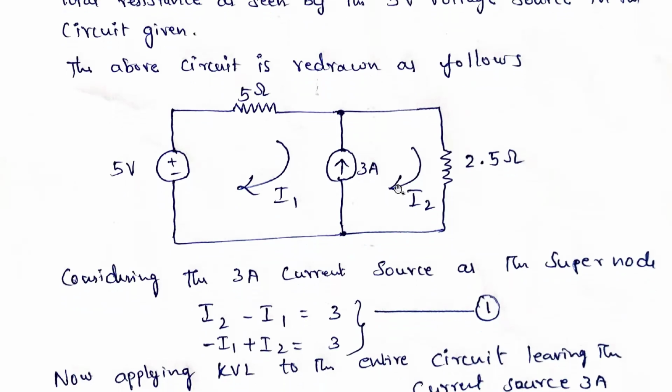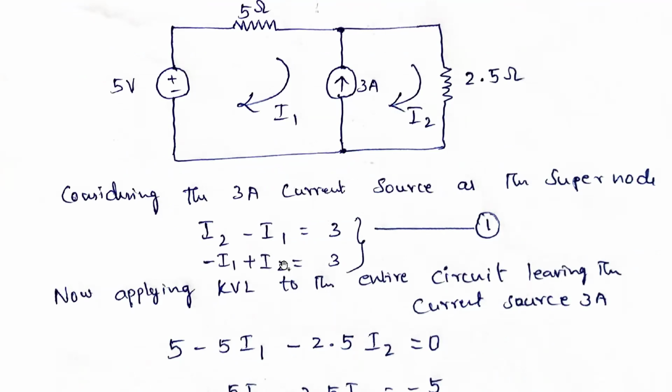I2 minus I1 is equal to 3, because here the voltage sources are there. If you calculate the current, this current is less than this current, so the 3 amps is more. So I2 minus I1 is equal to 3. Simplifying, minus I1 plus I2 is equal to 3, because I1 we are always taking first and I2 in sequence, since by solving the equation it will be very easy.